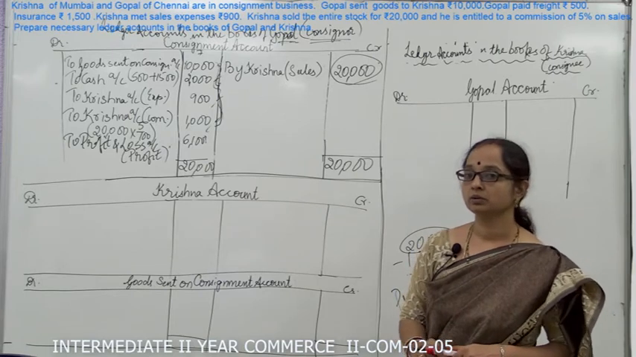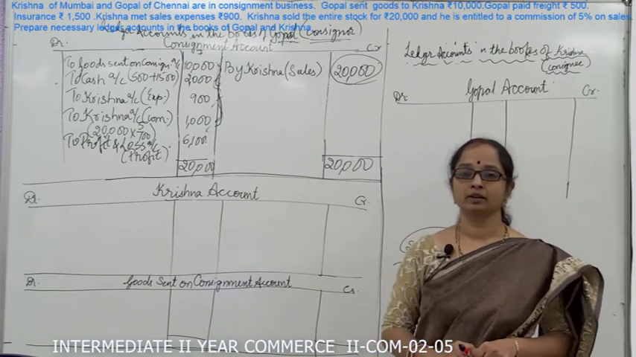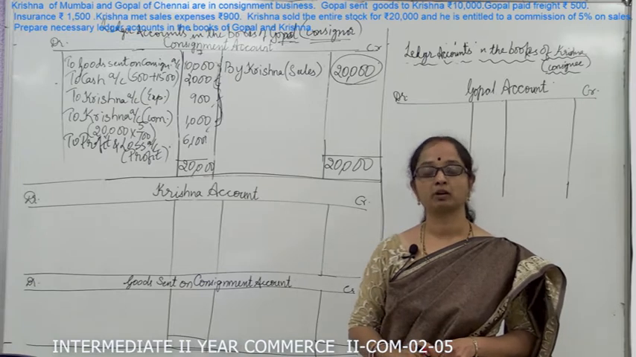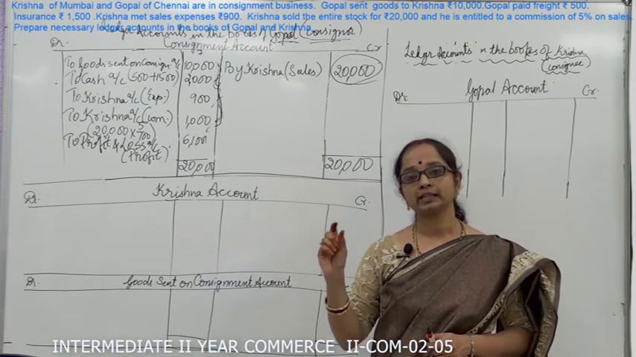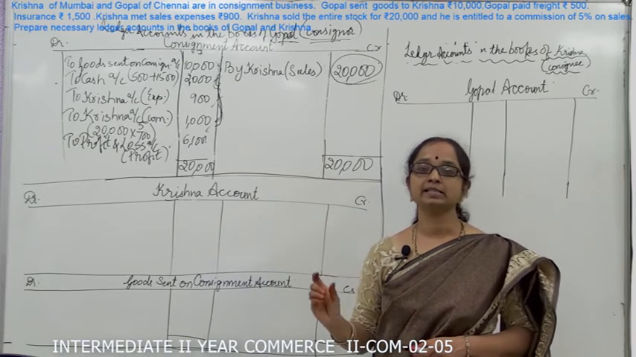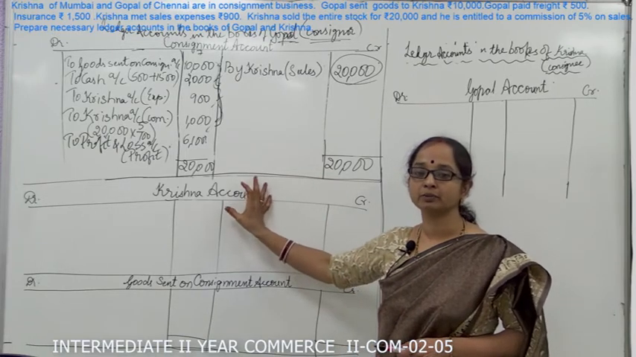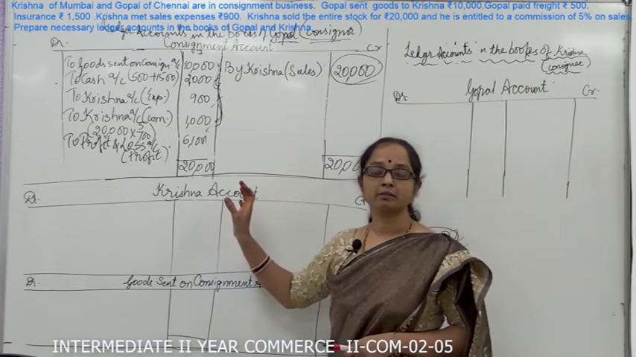Okay, once again we'll read the problem because this is for 10 marks and it is a very important chapter. As the transaction appears as per the statement, we will be recording in this book. Okay, so statement, what does it say?